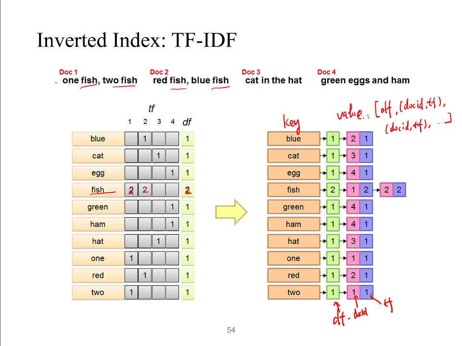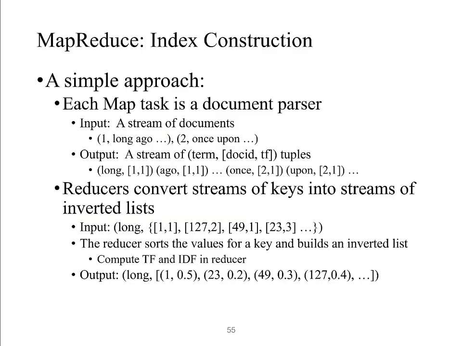So when you have this kind of inverted index, you can actually compute the TF IDF, because it's just TF times log of n over ni. You already have ni, which is df. You have n here as a constant number. So with this list, you can compute the TF IDF weight for each and every term. All right. Now, how do we use MapReduce to achieve this goal?